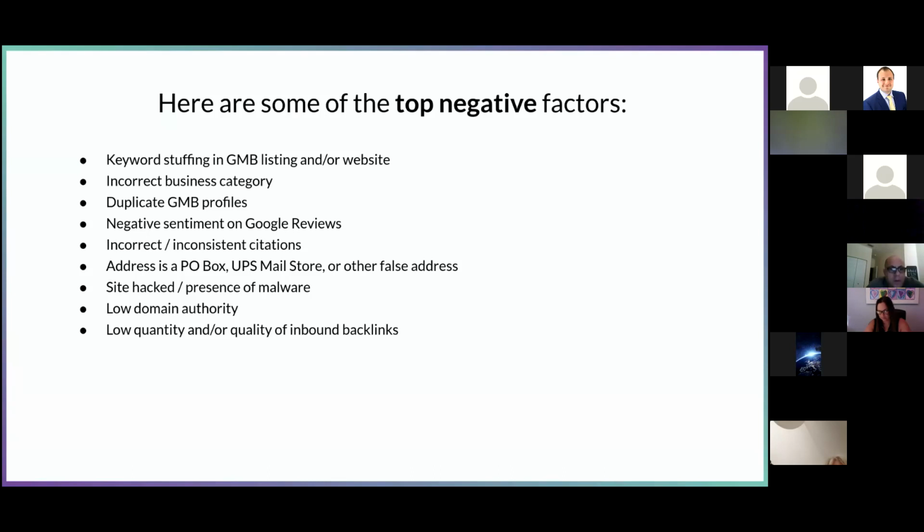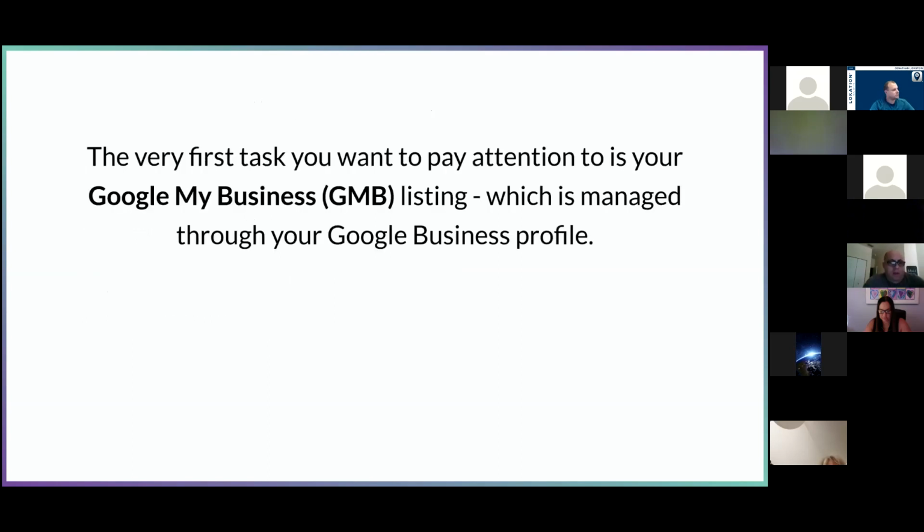If you don't use the right business categories within your Google My Business profile, if you have multiple profiles, if you have negative reviews, if you have incorrect or inconsistent local citations, if you use an address that is a PO box or a UPS mail store within your Google profile, and if you have a website, if your site has been hacked, if you have low domain authority or a low quality and quantity of backlinks, all of these things are going to negatively impact you. And like I said, I understand that you may not understand what all of this means yet, but hopefully you have a better understanding once this training is over.